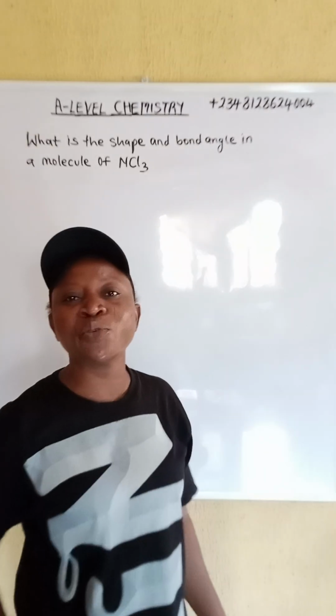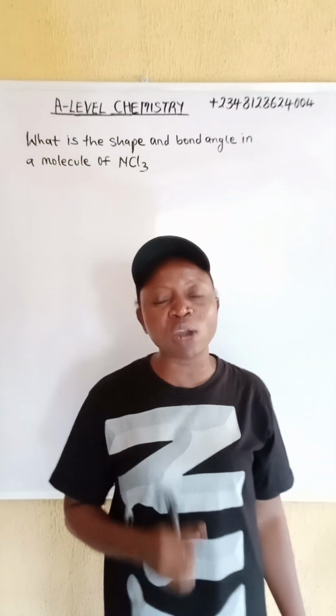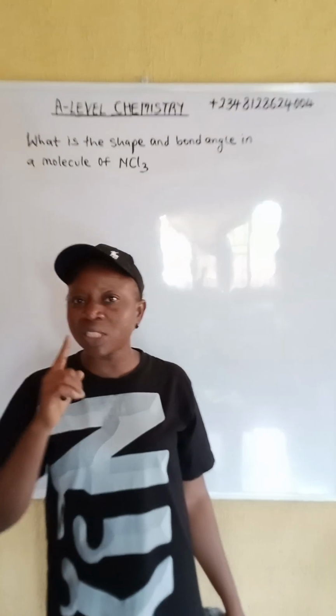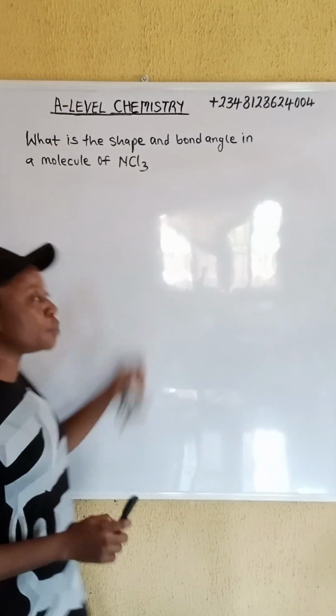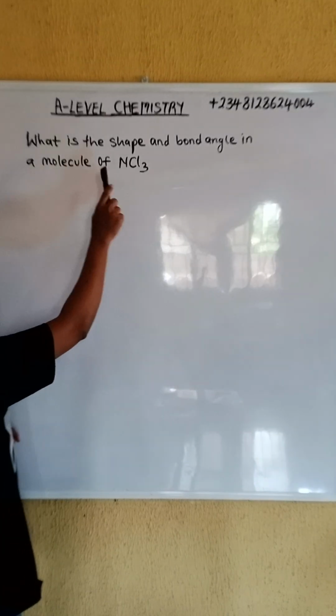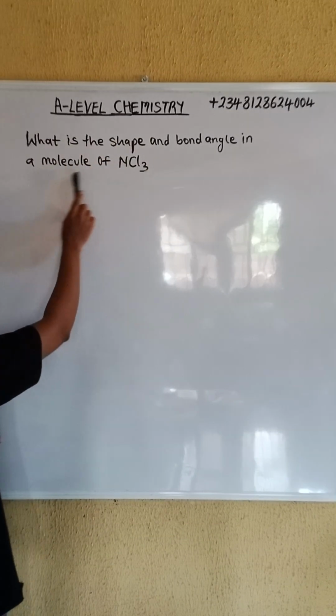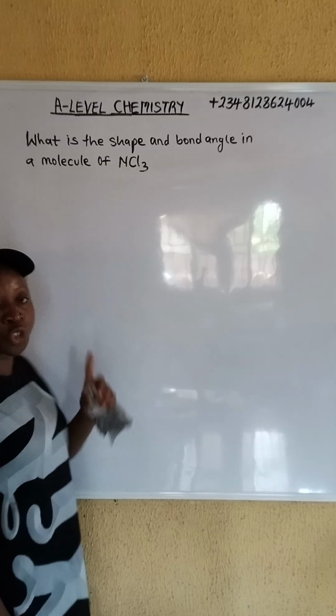Chemistry made simple. In this video, I'm going to teach you how to find the shape, the bond angle, and hybridization of molecules. Let's have this simple question on the board. What is the shape and the bond angle in a molecule of nitrogen trichloride?